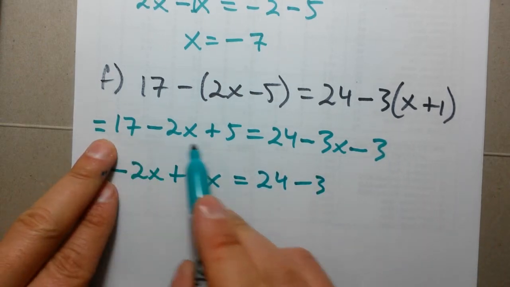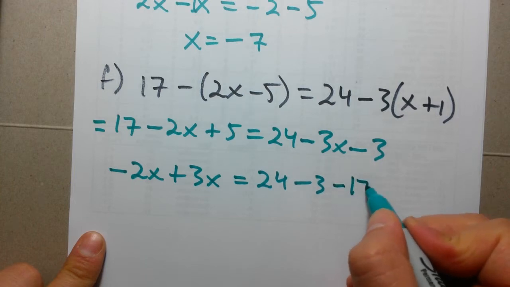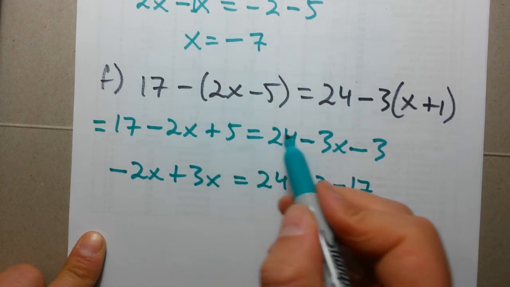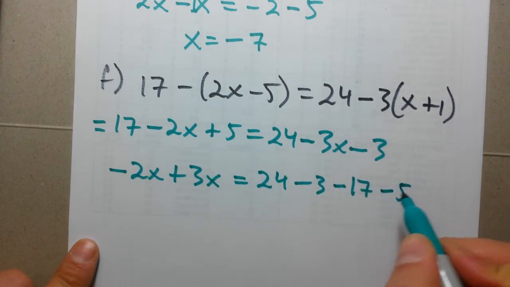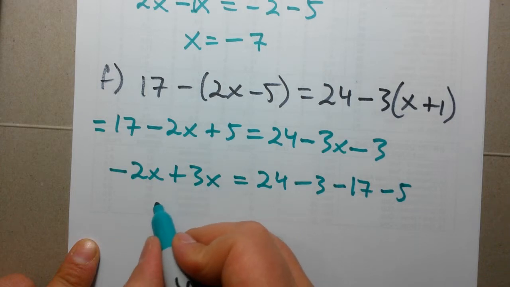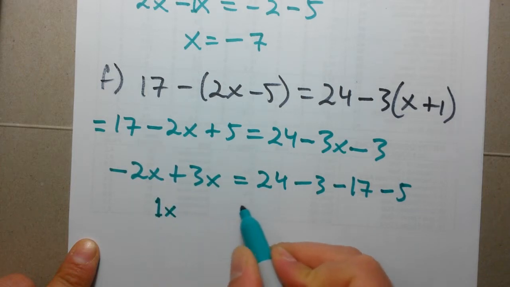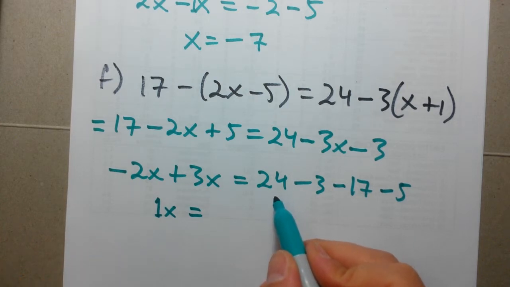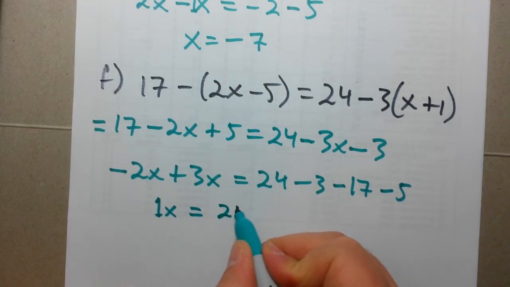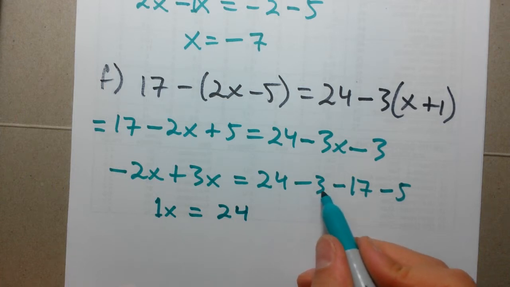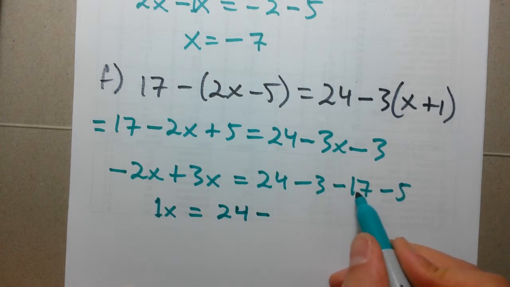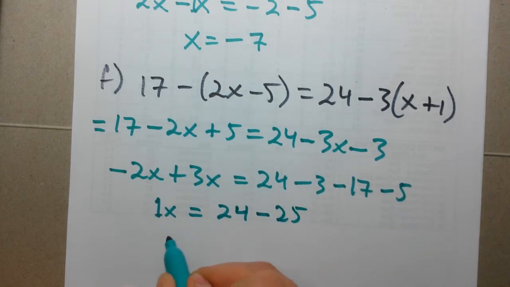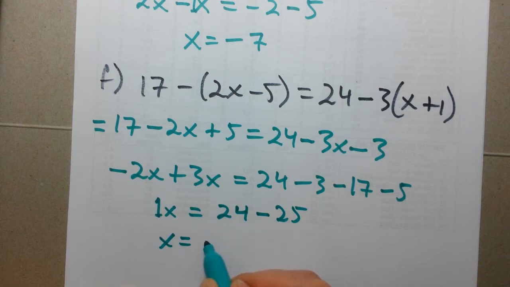Now, let's move the 17 to the other side. It becomes negative 17. And this positive 5, let's move it to the other side, it becomes negative 5. Negative 2x plus 3x becomes 1x, or x in any case. And here we can do 24 minus 3, minus 17, minus 5. This is equal to minus 20, minus 25. So we end up with 24 minus 25, which gives us minus 1.